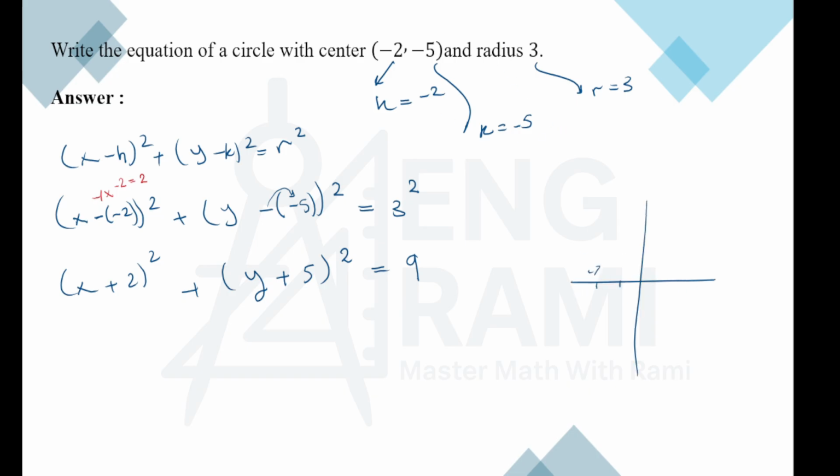Negative 2 and 1, 2, 3, 4, 5. So the center will be here, negative 2 and negative 5. And the radius 3, 1, 2, 3, it should be somewhere in here, and cross the axis this way. Okay? And the radius equals 3 units.